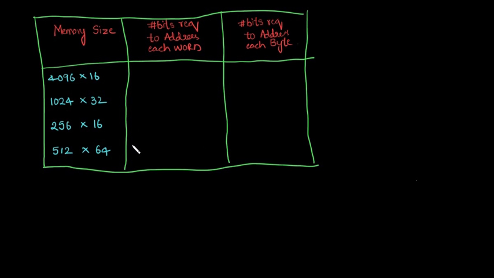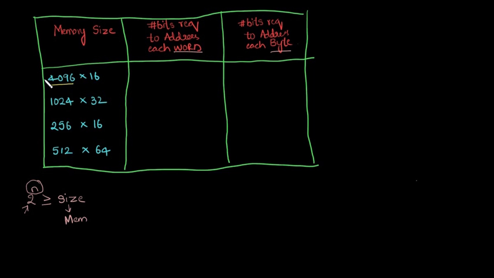Now we will find the number of bits required to address each word and each byte in a memory. To do that, we must find a value n such that 2 power n is greater than or equal to size, which means we have to find a value of n such that this value is greater than or equal to size. Size is nothing but the size of memory.